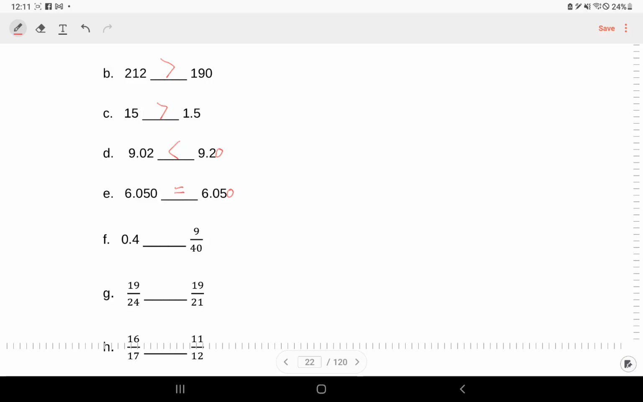Now 0.4, and that's a fraction. Well, 0.4 is 4 over 10. Well, I want that to be out of 40. So times 4, times 4, that's 16 out of 40. Well, 16 is bigger than 9, so this is greater than that.